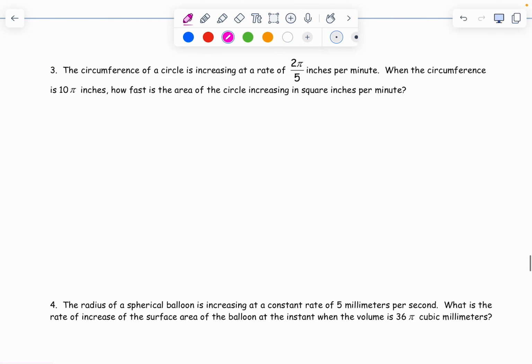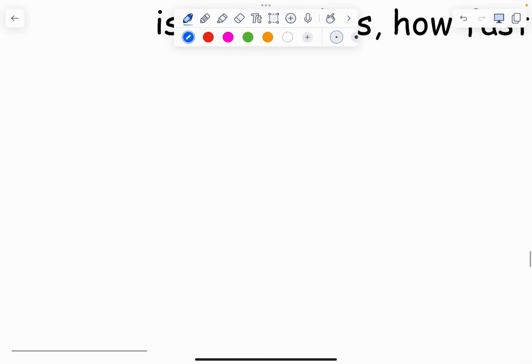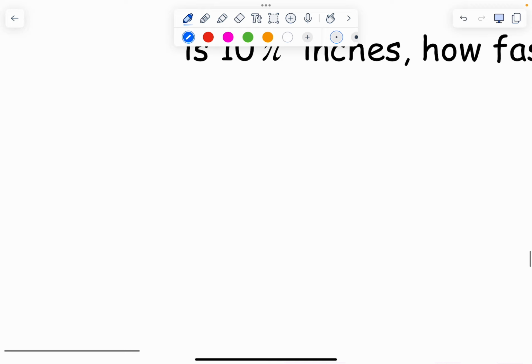The circumference of the circle is increasing at the rate of 2 pi over 5 inches per minute. When the circumference is 10 pi inches, how fast is the area of the circle increasing in square inches per minute? Okay, I see a lot of you with a highlighter or a pencil. Go ahead and highlight or circle the pieces that are crucial for our problem, and let's see if we agree on what you have circled or highlighted.